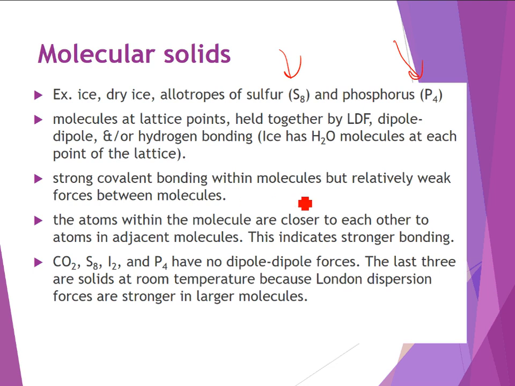Strong covalent bonds within the molecules hold the atoms together, but relatively weak IMFs between the molecules hold the solid together. The atoms within the molecule are closer to each other than to atoms in adjacent molecules, and this indicates that they have pretty strong bonds between the atoms. Carbon dioxide, sulfur allotrope, iodine, and phosphorus allotrope have no dipole-dipole forces. The last three are solids at room temperature because the LDFs are stronger in larger molecules that have more electrons.